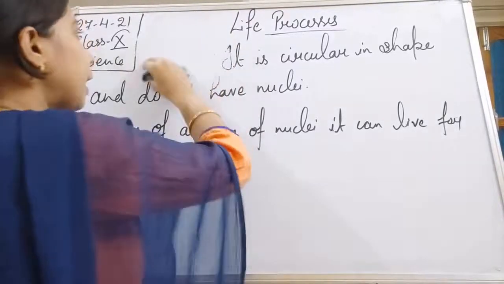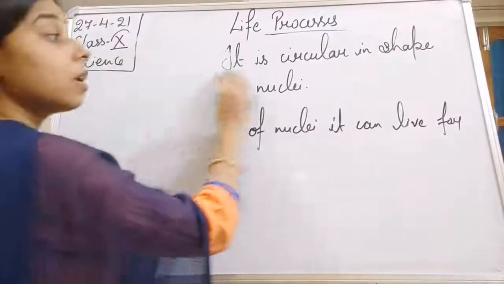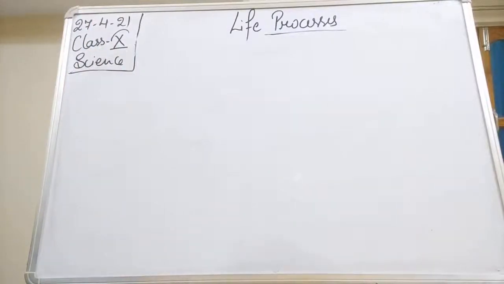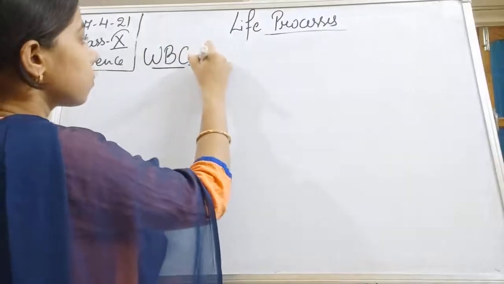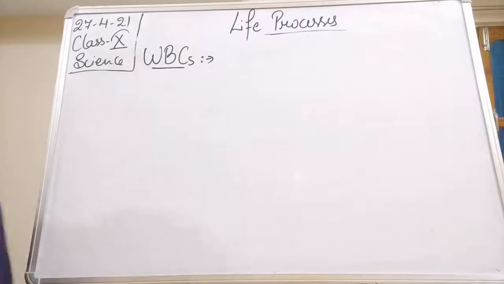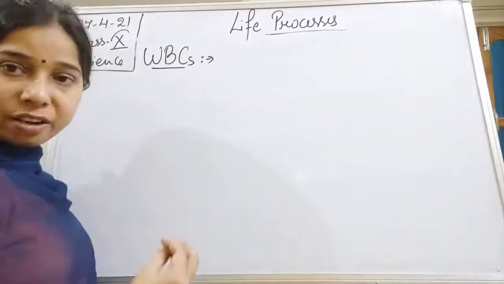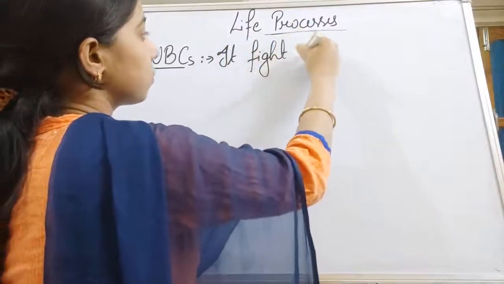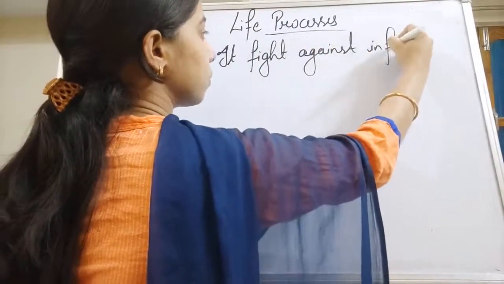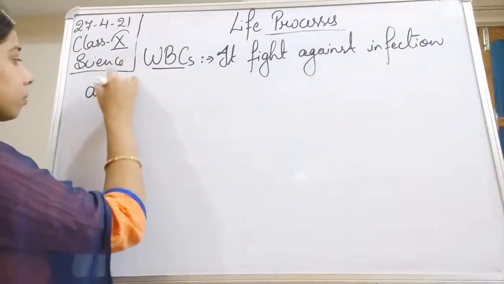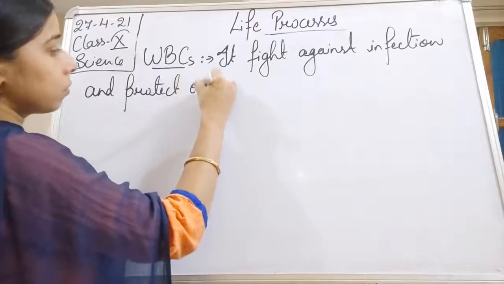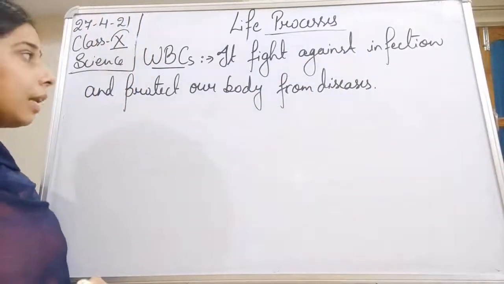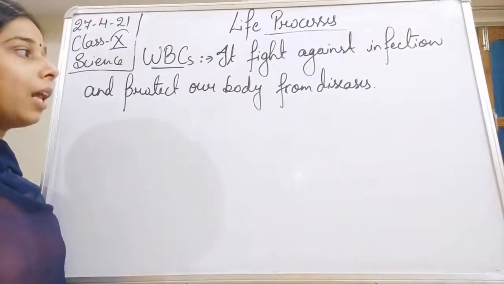Moving on, we will see another kind of cell present in the blood, called WBC, which we also call white blood cells. What is the role of the WBC? Basically, it helps in fighting infection and hence protects the body from diseases. It fights against any kind of infection that can harm our body.